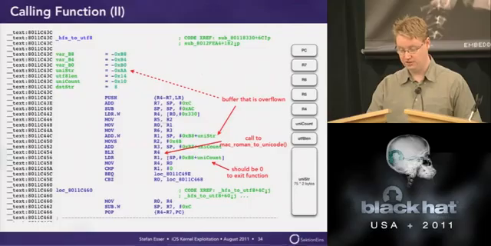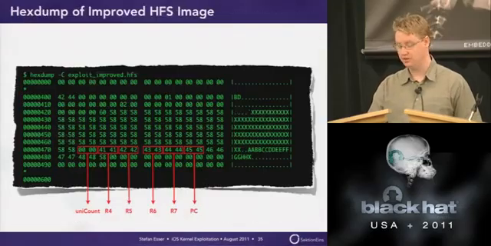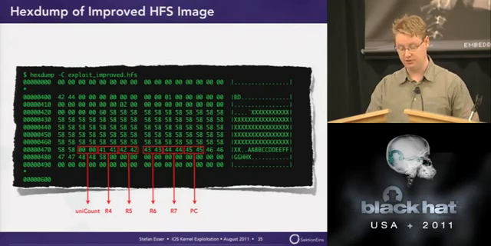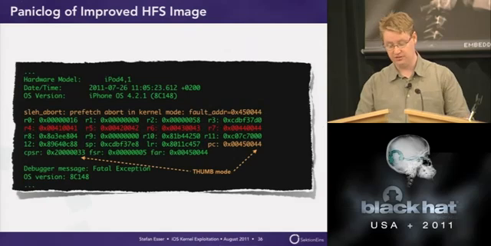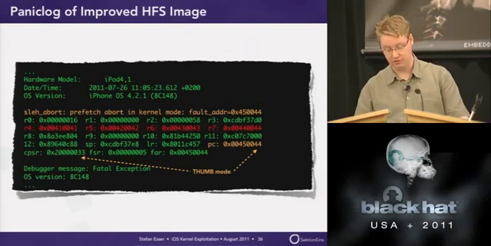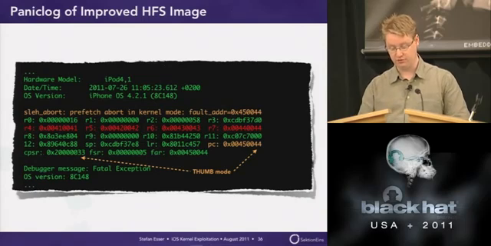And so we just improve our HFS image. And you see now we have set the unicount to 0 and try to set some values for R4, 5, 6, 7 and PC. Then we try the same thing again and get another crash dump. And now you see you control all the registers R4 to R7, and you also control the program counter.